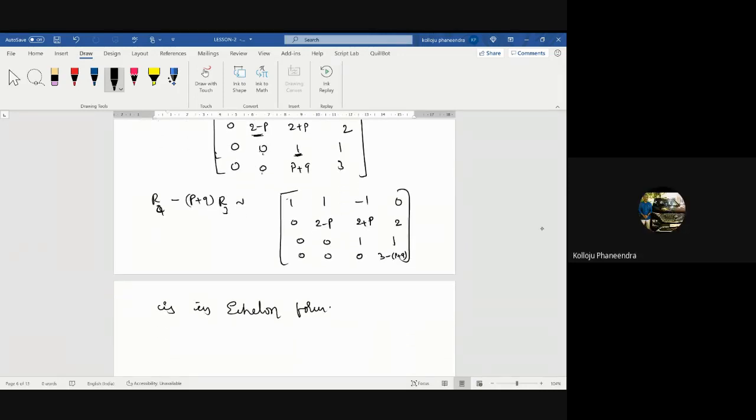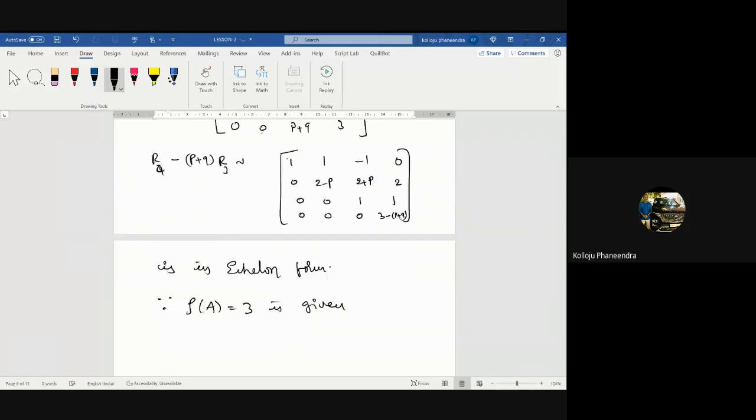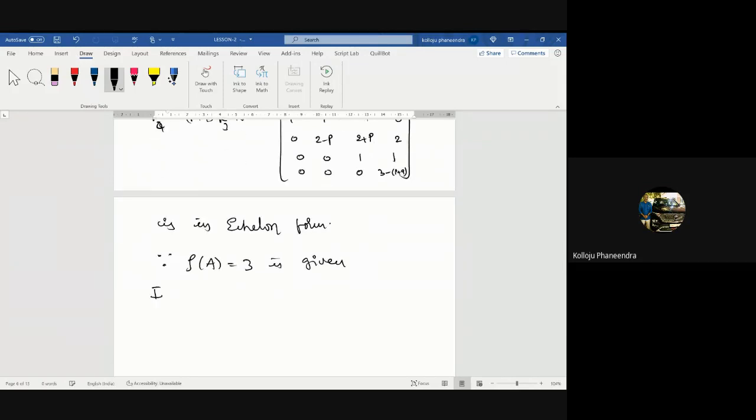Is echelon form. Since rank of A is 3 is given, in the last row, 3 minus P plus 9 must be 0. So P plus 9 equal to 3, P equal to minus 6. I got this.